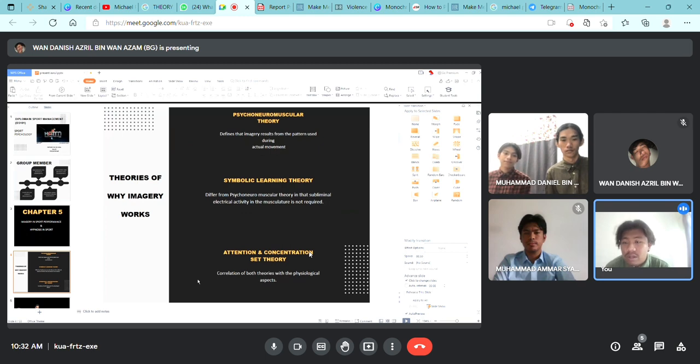I will talk about theories of why imagery works. First of all, psychoneuromuscular theory defines that imagery results from the pattern used during actual movement. Second, symbolic learning theory differs from psychoneuromuscular theory in that subliminal electrical activity in the musculature is not required. Third, attention and concentration set theory, a correlation of both theories with the physiological aspect.